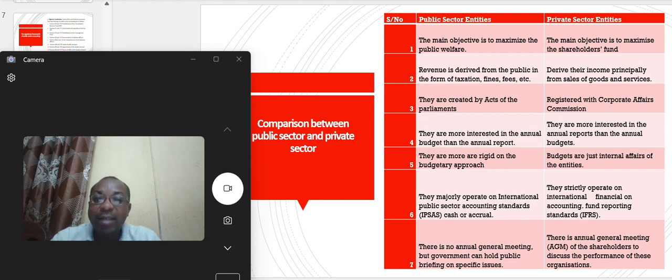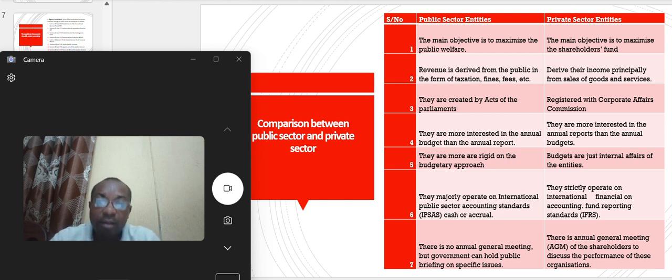But private sector entities are registered with the Corporate Affairs Commission. These are businesses, private limited liability companies, public limited liability companies. For them to get established as recognized businesses in Nigeria, they need to register with the Corporate Affairs Commission. So that's what we call registration of business names and incorporation of companies.